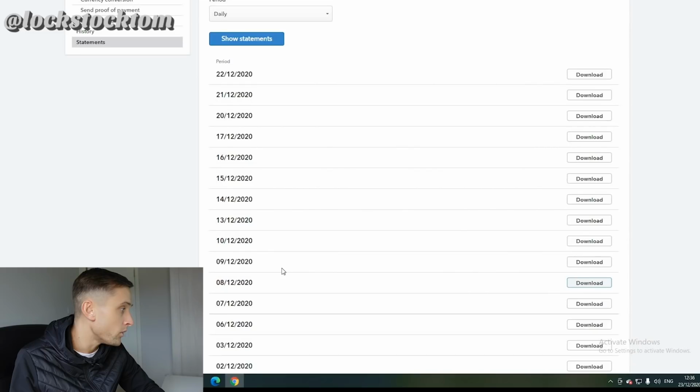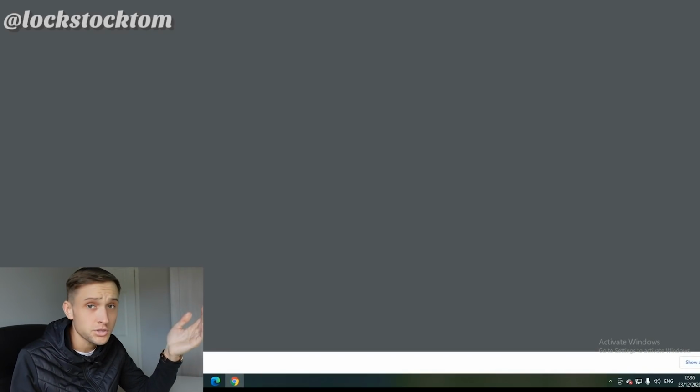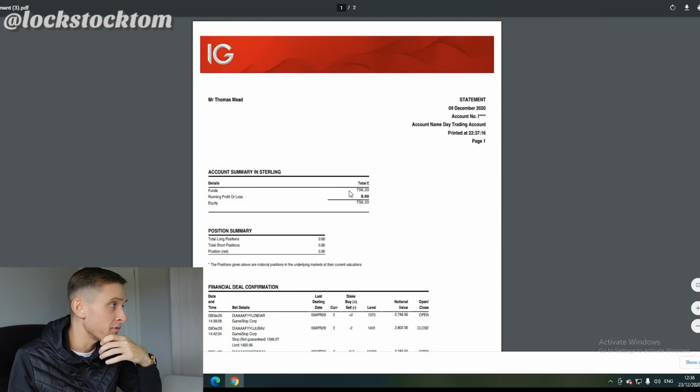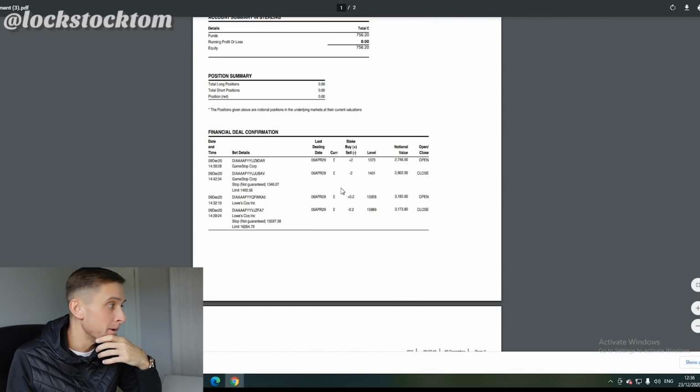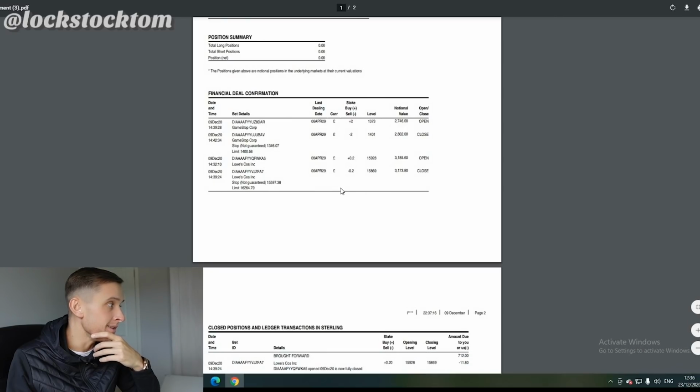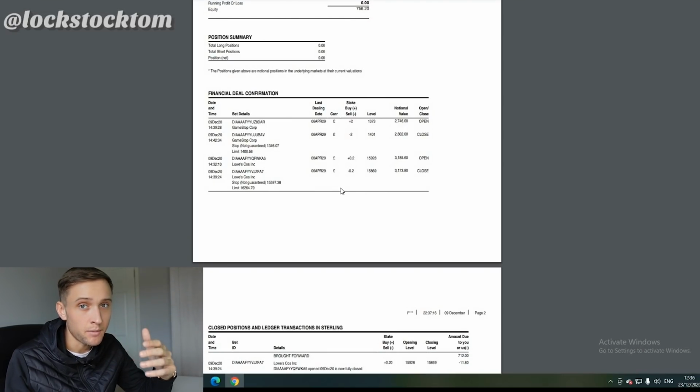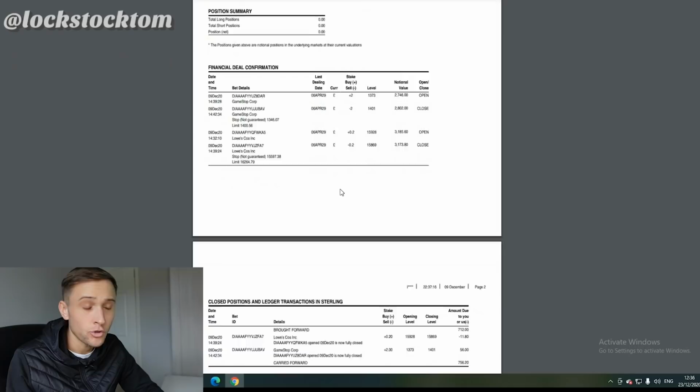So if we move on to the 9th, I'm just going to go through each one of these. I'm not going to go through every single trade while I was doing it, but I'm just basically showing you the effectiveness of my strategy and how it works and how you can do it properly.